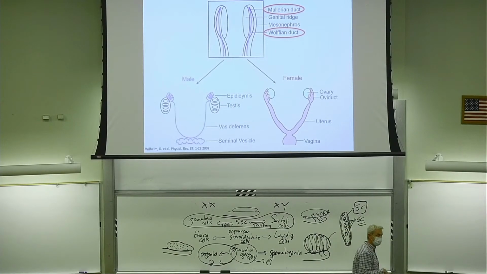Now, let's do the female. The Müllerian duct gives rise to the oviduct. The next part of that tube is the uterus. The next part is the cervix. And the last part of the tube is the most inner or upper portion of the vagina. Not the whole vagina, but the uppermost inner portion. Again, you need to know those structures and recognize they all come from the Müllerian duct.